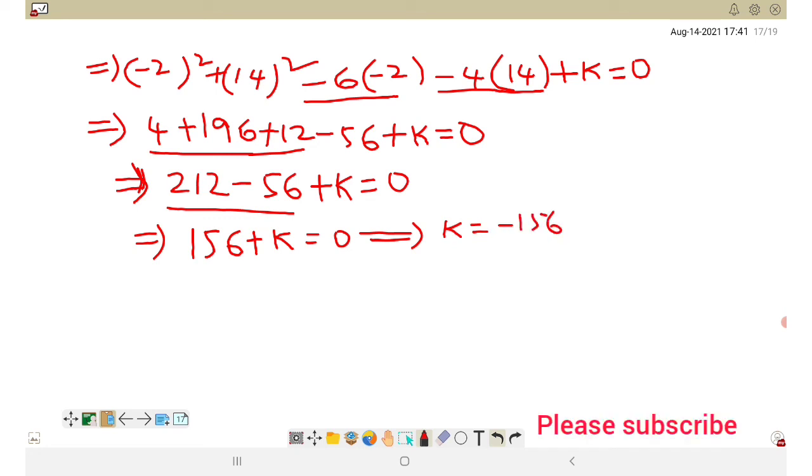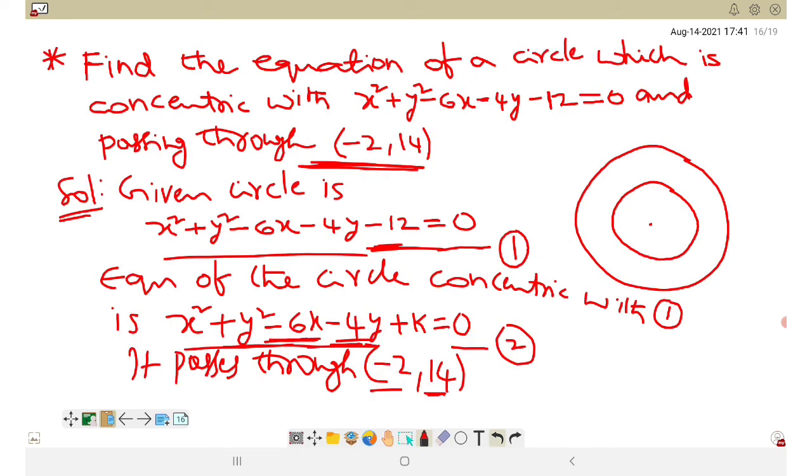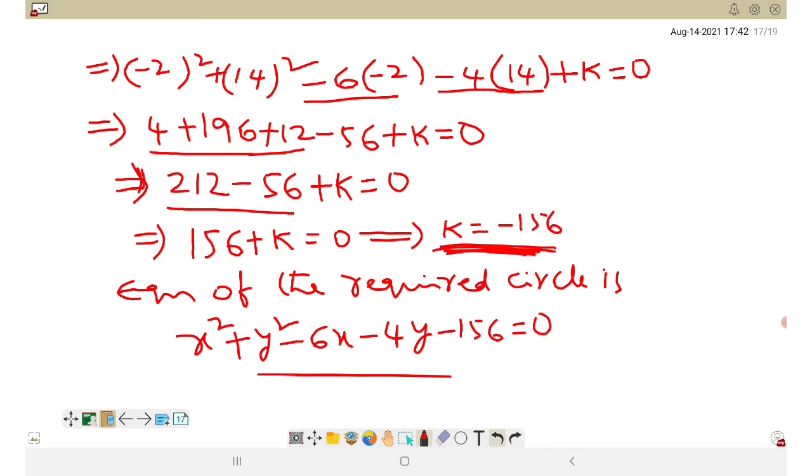Now the equation of the required circle: substitute k is equal to minus 156 in equation 2. This is equation 2: x square plus y square minus 6x minus 4y plus k, where k is equal to minus 156, is equal to 0. This is the required equation of the circle.